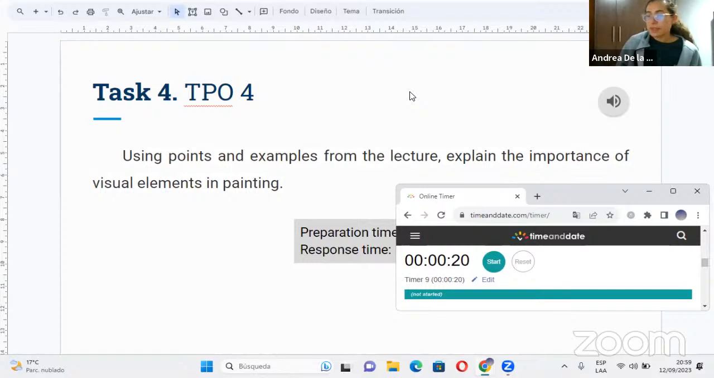Okay, guys? So is that okay? Do you guys have any questions about this task or in general? No questions? Is everything clear?